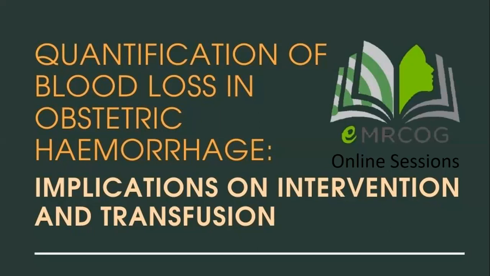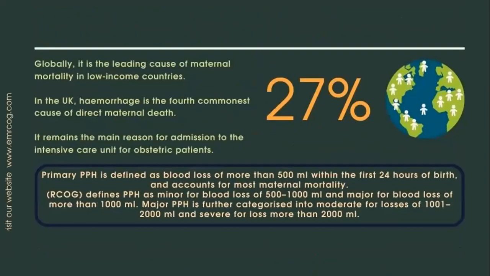This article, guys, has focused on the different methods to quantify the blood loss and how it's going to affect our protocols for obstetric hemorrhage and how we can update them to be more effective, because hemorrhage is still a global burden to each country, especially the low-income countries. It can reach up to 27% of maternal mortality rates, and in the UK, it is the fourth commonest cause of direct maternal death, and it remains the main reason for admission to the intensive care unit for obstetric patients.